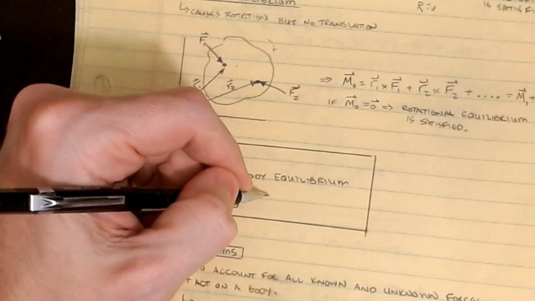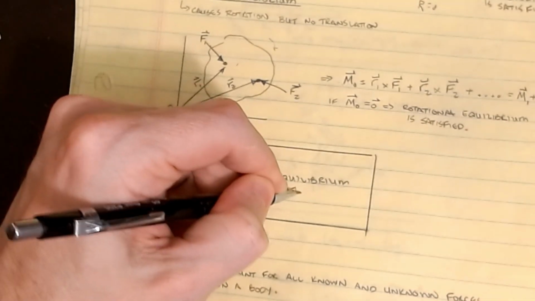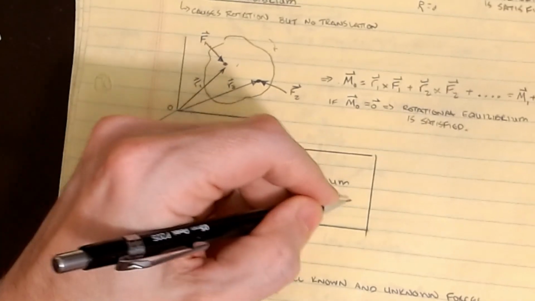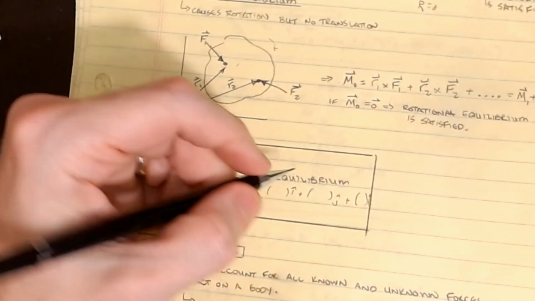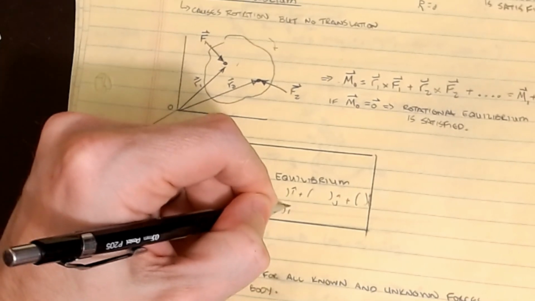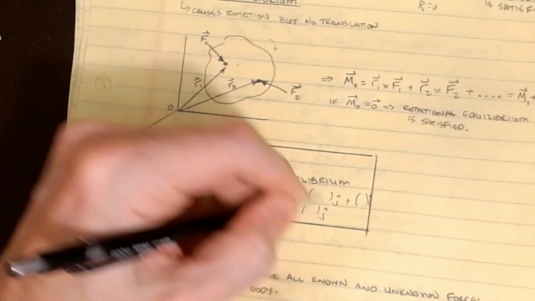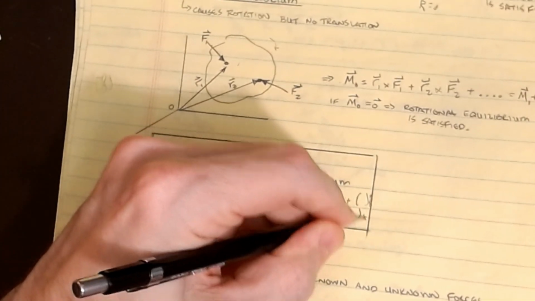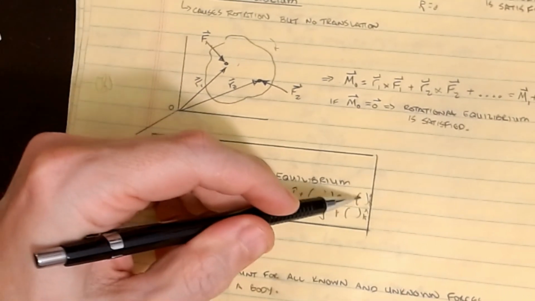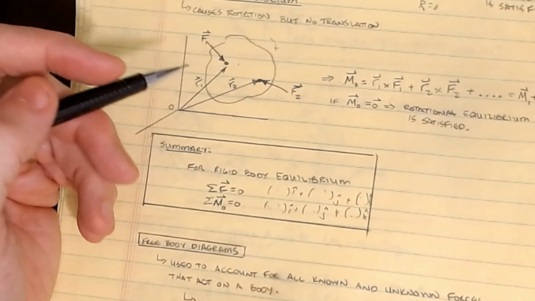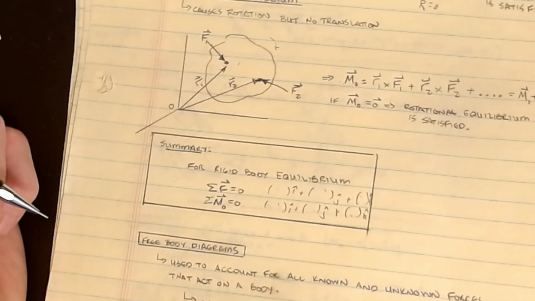Now, if you think about this as being something times i plus something times j plus something times k, and likewise down here do the same thing, i plus something j plus something k, if every one of these parenthesis terms has to be equal to 0 for equilibrium to be satisfied, you now have 6 equations to work with.